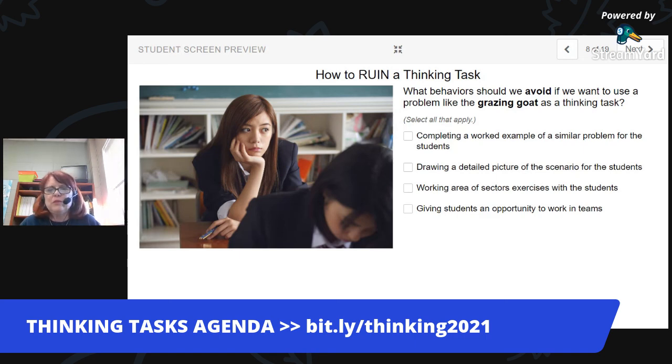What behaviors should we avoid if we want to use a problem like the grazing goat as a thinking task? These are your options: completing a worked example of a similar problem for students, drawing a detailed picture of the scenario for the students, working areas of sectors exercises right before you give them this task, and giving opportunities to work in teams. So those are your answers. Here it says select all that apply. I'll let y'all do that. But let's keep going.